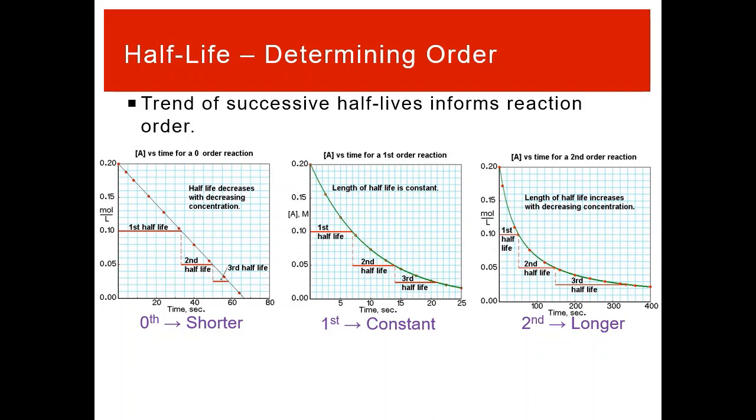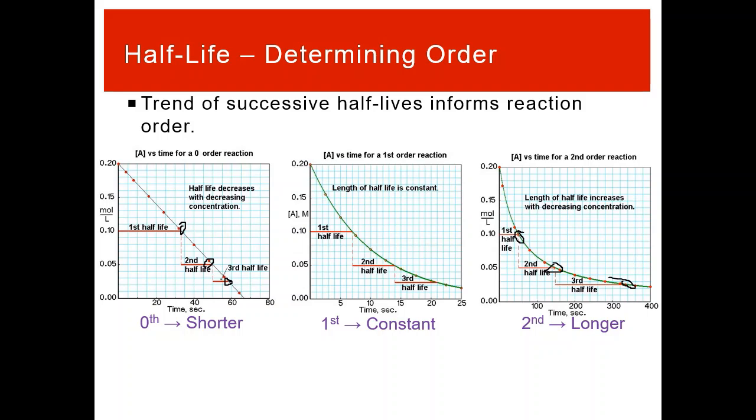So for a 0th order process, the second half-life is shorter than the first half-life, because your concentration is lower. As the concentration gets lower, the half-life gets shorter. It keeps getting shorter and shorter because the amount is getting lower and lower. For second order processes, half-lives get longer and longer. The second half-life is longer than the first, and the third half-life is even longer.